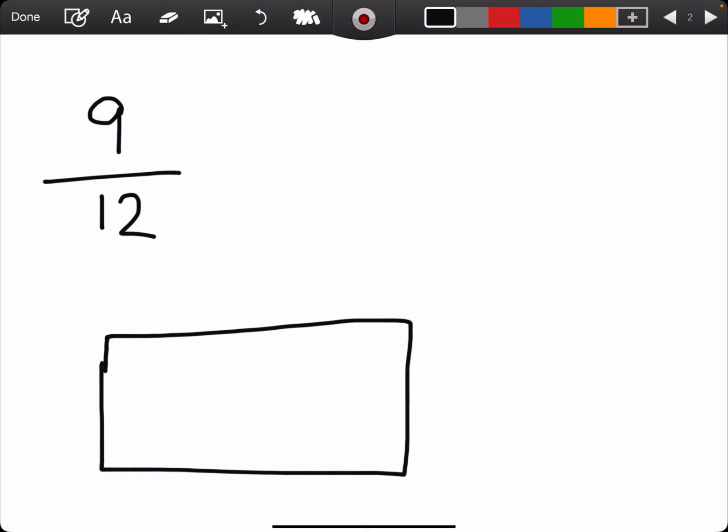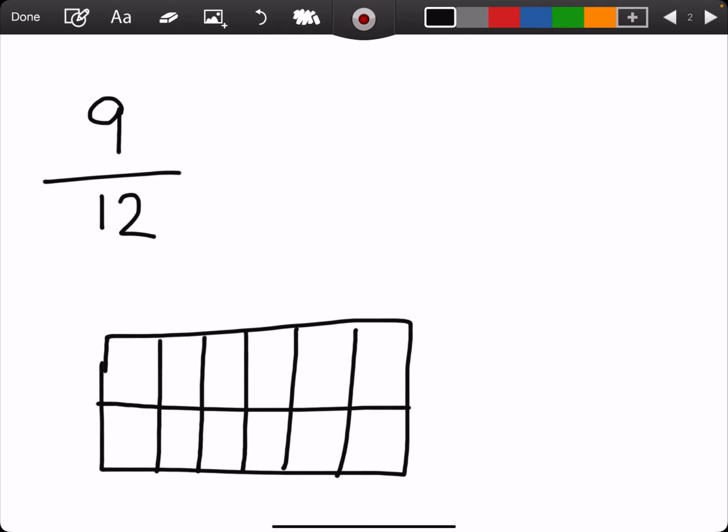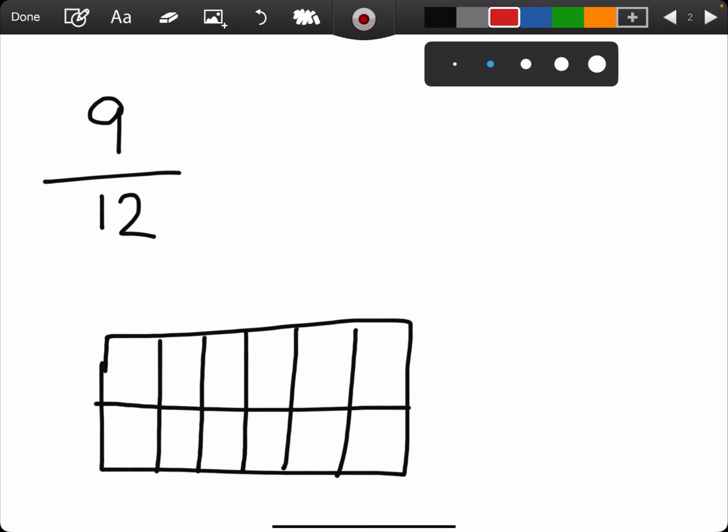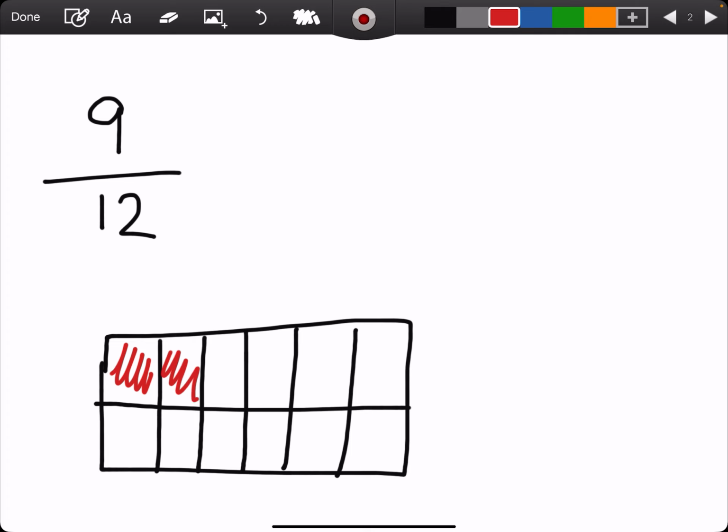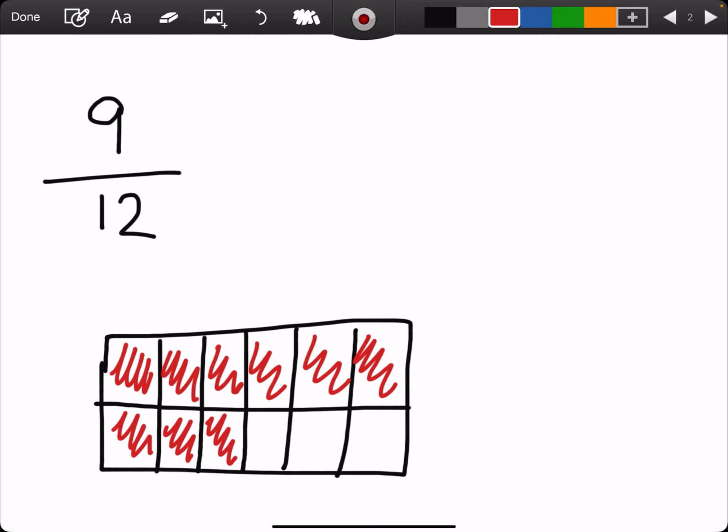First, I look at my denominator, which is 12. 2, 4, 6, 8, 10, 12. There's 12. I'm sorry for the clicking in the background. It's the heat. That's 12 pieces altogether, so 9 out of 12: 1, 2, 3, 4, 5, 6, 7, 8, 9. That's 9/12. That's how I could represent 9/12.